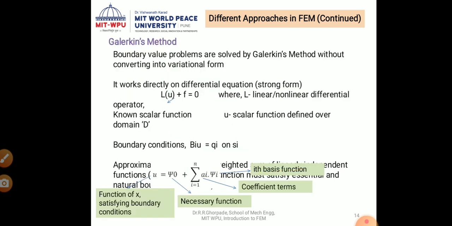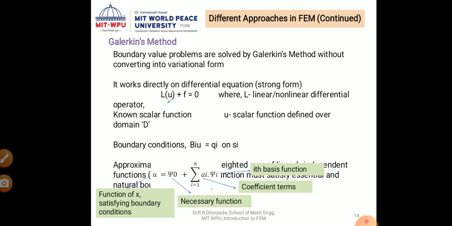The last approach is the Galerkin approach, that is based on weighted residual terms. So the boundary value problems are solved by Galerkin method without converting into variational form. So it works directly on differential equation, that is strong form. So u being the known scalar function, L is the linear or non-linear differential operator, u being the scalar function defined over domain D. Boundary conditions are also given.